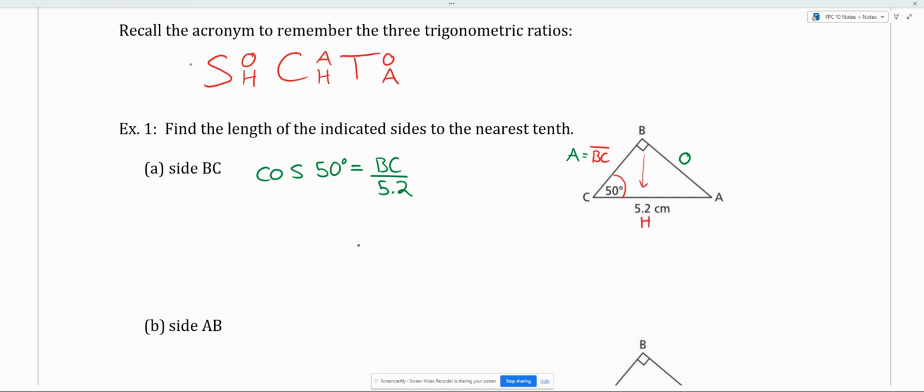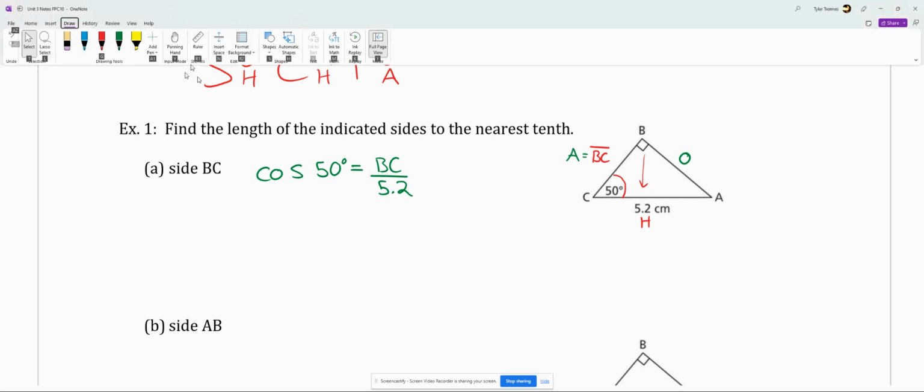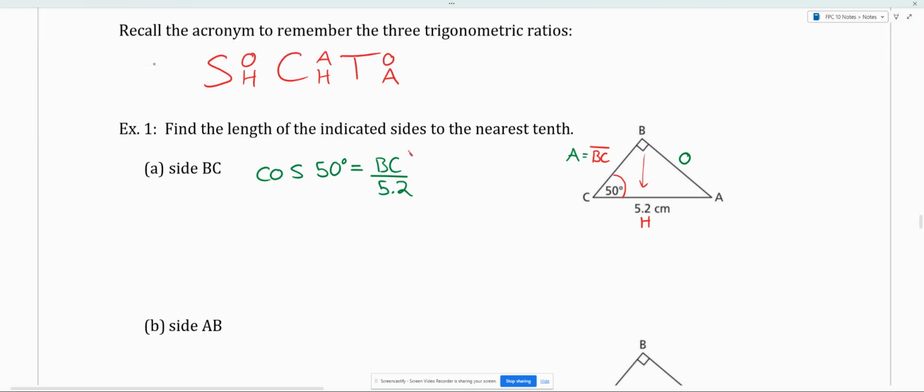Now we just got to do a tiny bit of algebra. I'm solving for BC, my unknown side. So how could I do that? I need to get rid of this division by 5.2, and to get rid of division, we multiply both sides by 5.2. So that's exactly what we're going to do, to get BC by itself, because now I've canceled this out. 5.2 and 5.2 cancel to 1, and so on this side, I'm left with side BC.